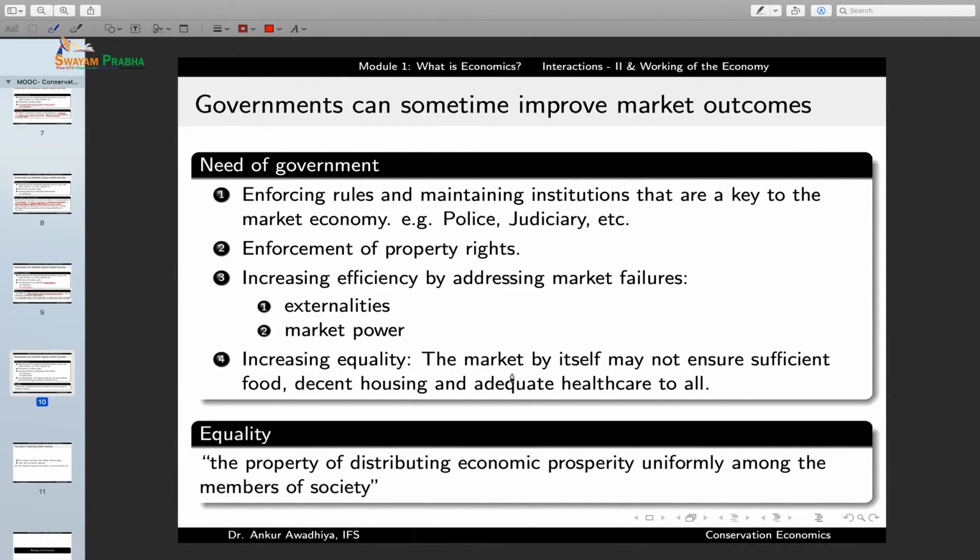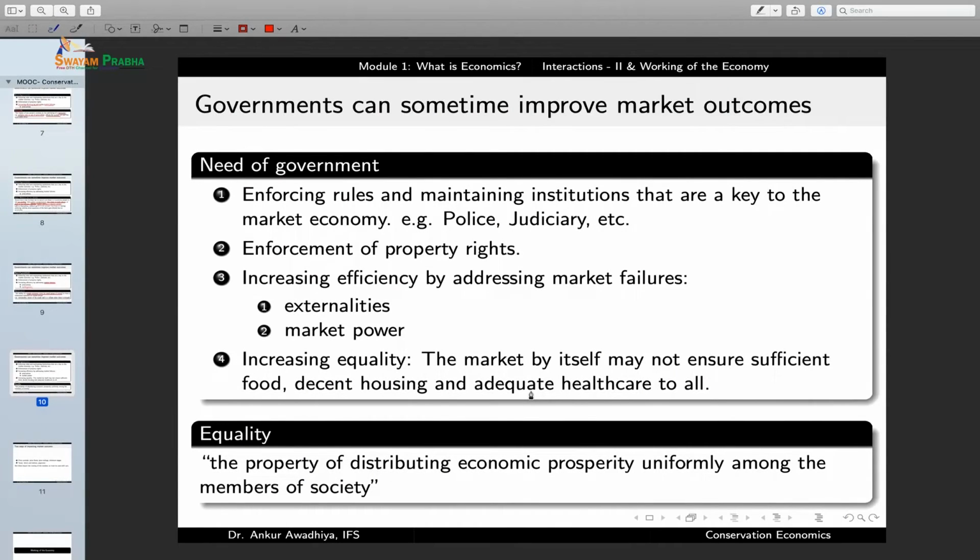So, increasing equality, the market by itself may not ensure sufficient food, decent housing, and adequate healthcare to all. If you just left it to the market, it might say, okay, we want maximum profit, and so we are only going to provide healthcare to those people who can pay for it, or we want to maximize the profits out of vaccines. Now, vaccine is something that has a positive externality because not only the person who is vaccinated is protected from the disease, but the society in total also gets protection because of herd immunity.